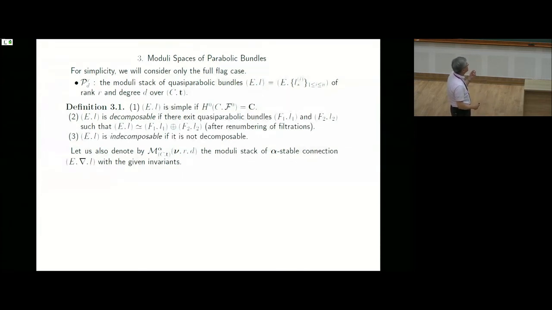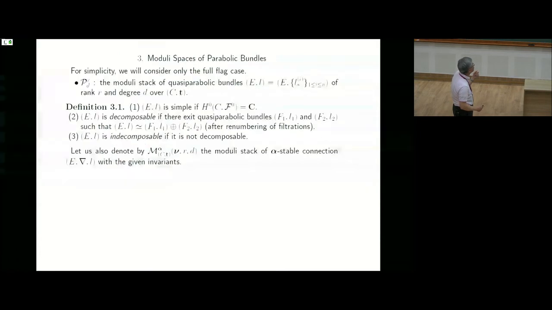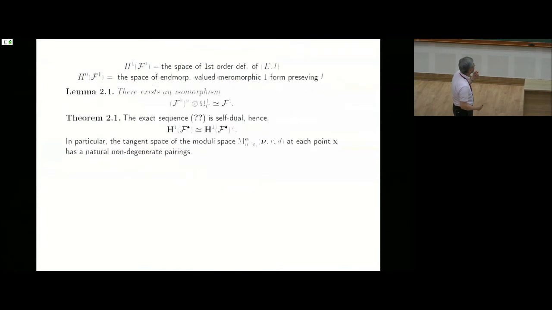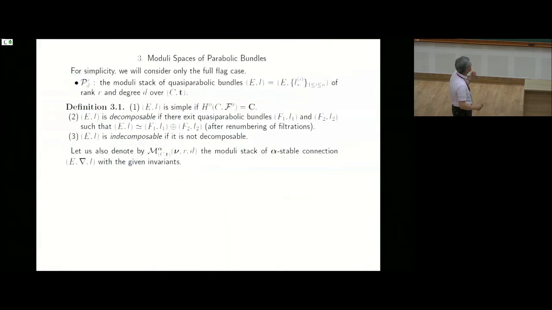Then this (E, l) is called simple if H0(C, F0) is equal to C. So then you have a nice exact sequence like this. And (E, l) is decomposable if there exist nu-parabolic bundles (E1, l1) and (E2, l2) such that it decomposes like this, after renumbering of the filtration. And (E, l) is indecomposable if it is not decomposable.